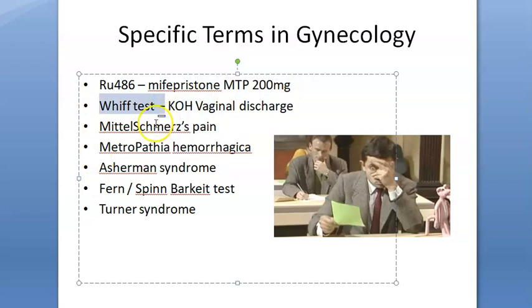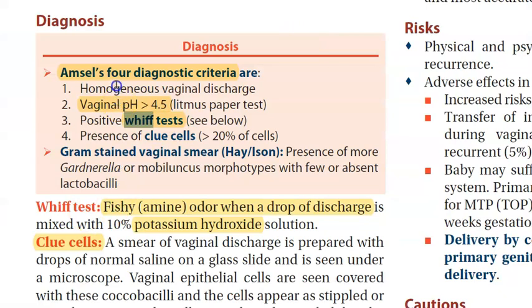Amsel's criteria is where you will have clue cells, then whiff test positive. Then what else you will see in Amsel's criteria? Look at this. Amsel's 4 diagnostic criteria: vaginal discharge, vaginal pH greater than 4.5, pH is more, remember, whiff test positive, presence of clue cells, that is stippled epithelial cells, okay. So this is Amsel's 4 diagnostic criteria. Discharge should be there, the pH of the vagina should be more, whiff test should be positive, clue cells should be there, okay.